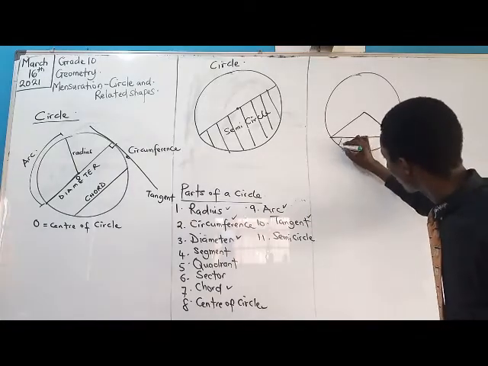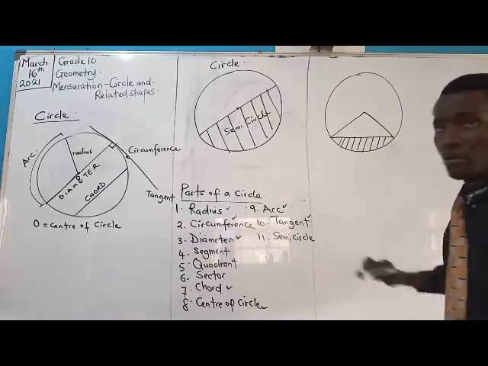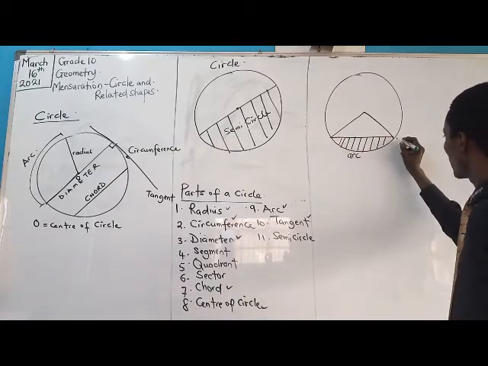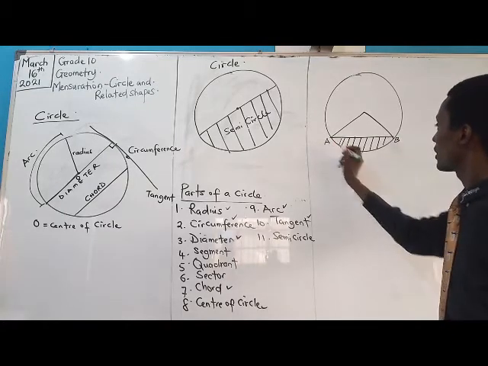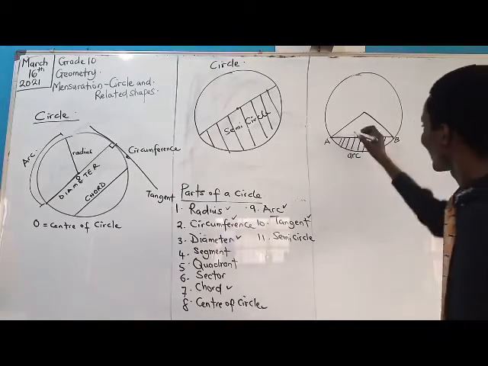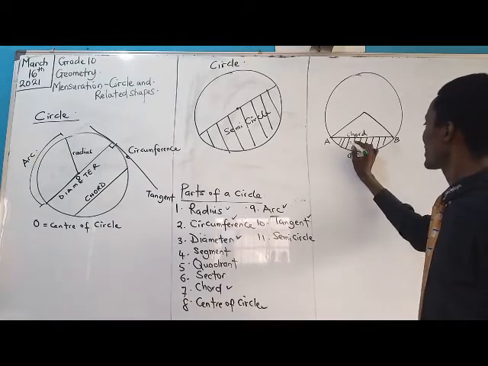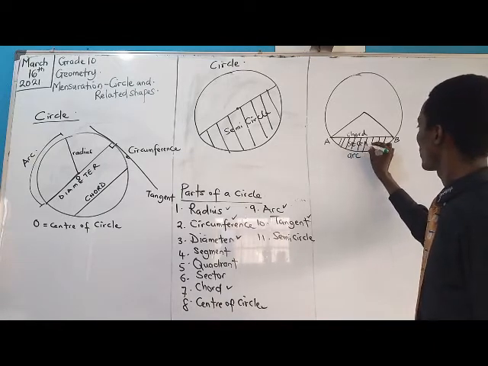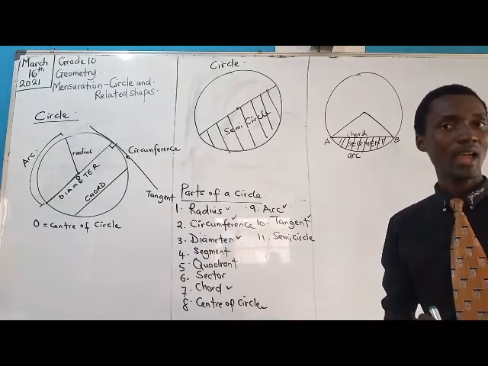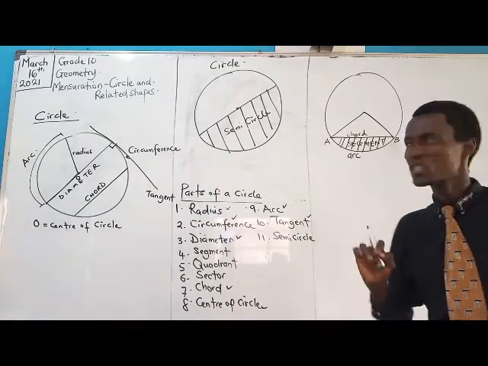This part here, bounded by an arc, let me call it AB, and a chord AB. This is what we call a segment. I'm going to give us more technical details later, but I want to keep the narrative as simple as possible.